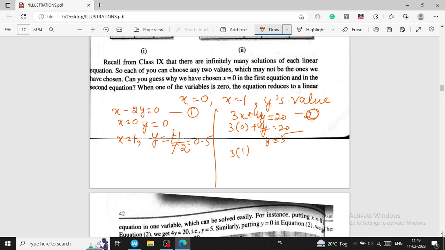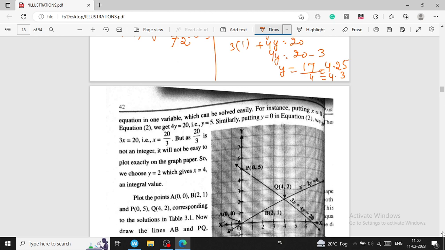When we take x is 1, 4y is equal to 20 minus 3, and y is equal to 17 by 4. 4 4s are 16, 4 2s are 8, 4 5s are 20. Approximately it is 4.3. Now you can draw the graph like this. Here, when we take x 0, then y is 0.